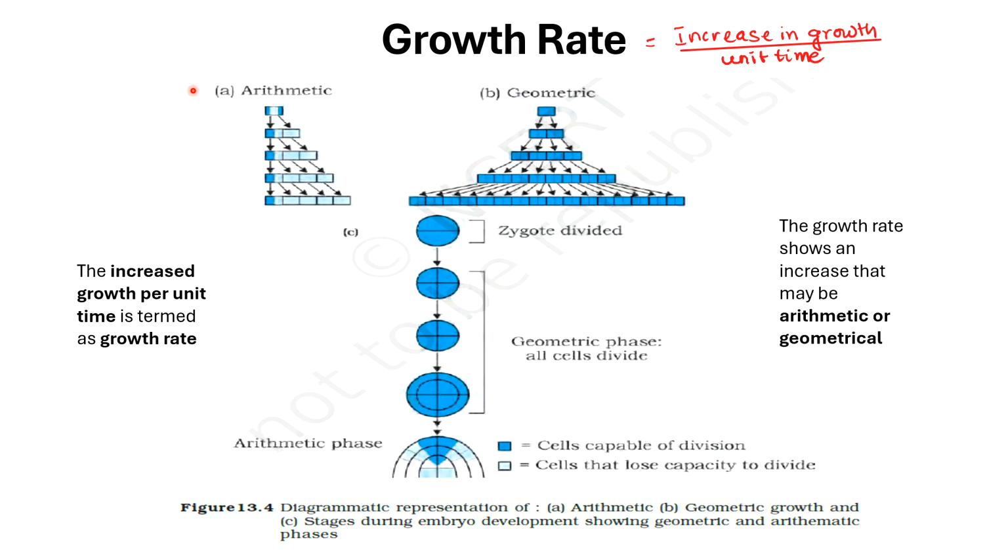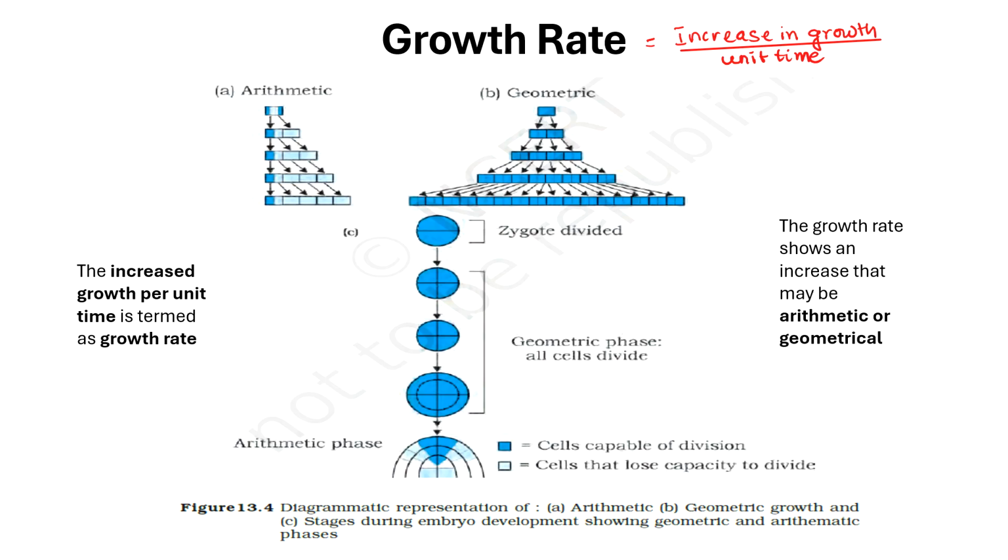So until now we saw what growth is, how we can measure plant growth, and what the different phases of plant growth are. Let's now see what plant growth rate is and how we can measure it. How can we define growth rate? Plant growth rate can be defined as increased growth per unit time. That is referred to as growth rate. Mathematically, we can represent it as increase in growth per unit time. And we can have two types of plant growth rate, arithmetic and geometric.